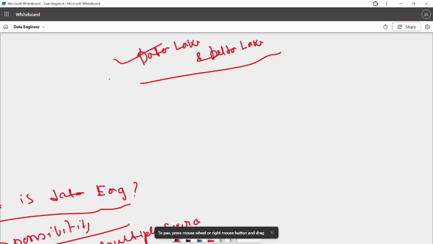Next is delta lake. So what is meant by delta lake? It is also very important. In interviews, people will ask what is delta lake. Delta lake is an open source storage layer built on top of a data lake. It adds features that make data more reliable and easier to manage. Key features are ACID transactions, which ensure reliable reads and writes.